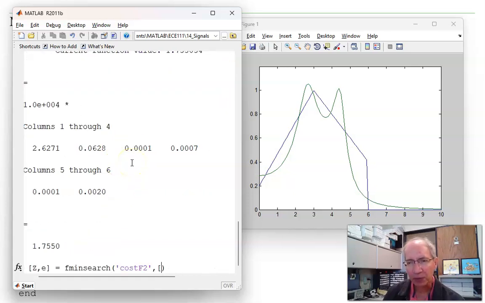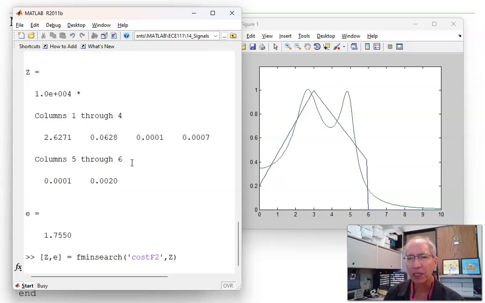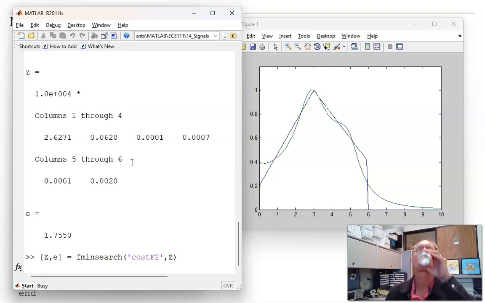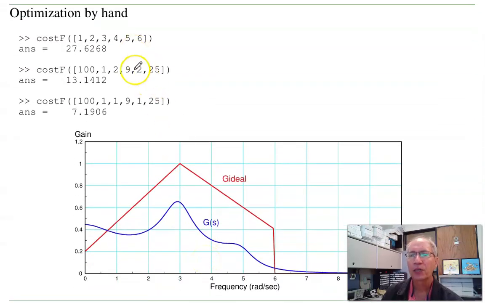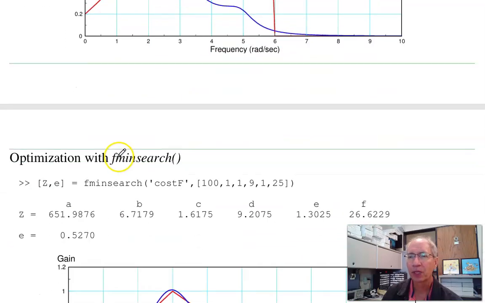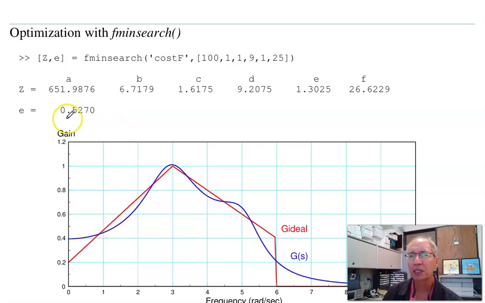I can tell it to pick up where you left off. Keep going. Can I make the sum squared error less than 1.755? It runs for a while. Eventually kicks out an answer. Here's trying to guess by hand. Let fmin search run, and eventually kick out the answer.